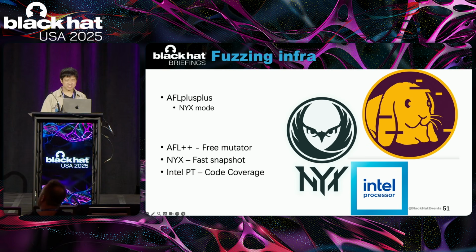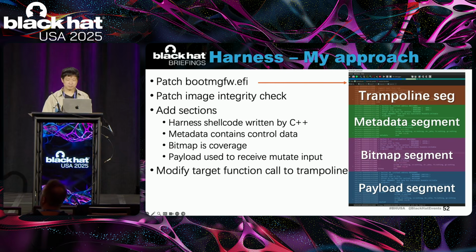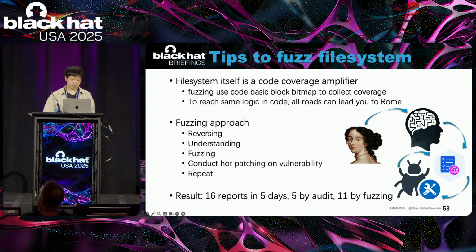I started my fuzzing setup with AFL++ Nyx mode, because with Nyx mode, I don't need to care about coverage collection. And yes, you'll need a modern Intel processor to run the fuzzer. This is my approach to set up the fuzzer code. Add a few sections to hold the necessary code and data for fuzzing, and patch the necessary functions in the bootloader to the fuzz trampoline. And about filesystem fuzzing, there's one key point you should know before you really do it.